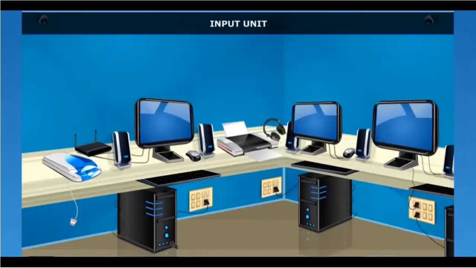Input unit. The input unit of the computer system is used for feeding data and instructions to the computer. These data and instructions given to the computer are called input, and the devices used for giving input are called input units or devices. Hence, the devices that are used to input data into the computer are called input units or devices.